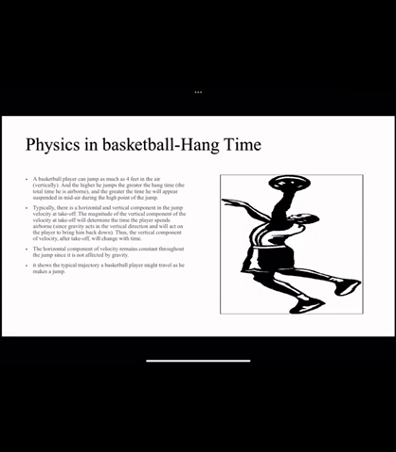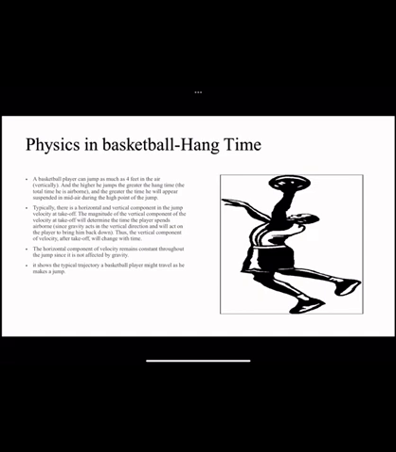And the first part is hang time. As a basketball player, they can jump as much as 4 feet in the air. And the higher he jumps, the greater the hang time, and the greater the time he will appear suspended in mid-air during the high point of the jump. Typically, there is a horizontal and vertical component in the jump velocity at takeoff. The magnitude of the vertical component of the velocity at takeoff will determine the time the player spends airborne. Thus, the vertical component of velocity after takeoff will change with time, and the horizontal component of velocity remains constant throughout the jump, since it is not affected by gravity.